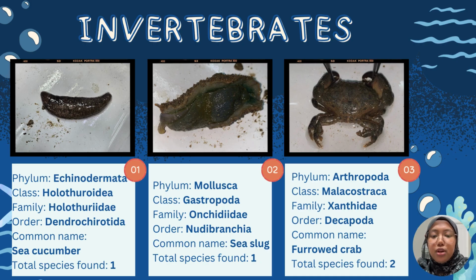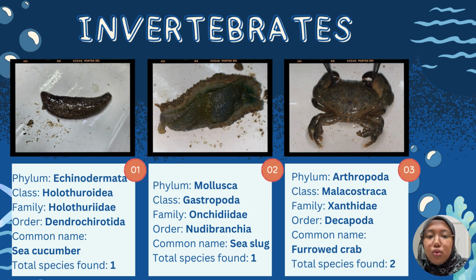The first invertebrate we found during sampling at Pantai Penyambung was sea cucumber from phylum Echinodermata and class Holothuroidea. It falls under order Dendrochirotida and comes from family Holothuriidae, and the total species found is 1. Second one is sea slug from phylum Mollusca and class Gastropoda. It falls under order Nudibranchia and it comes from family Onchididae. Total species found is 1.